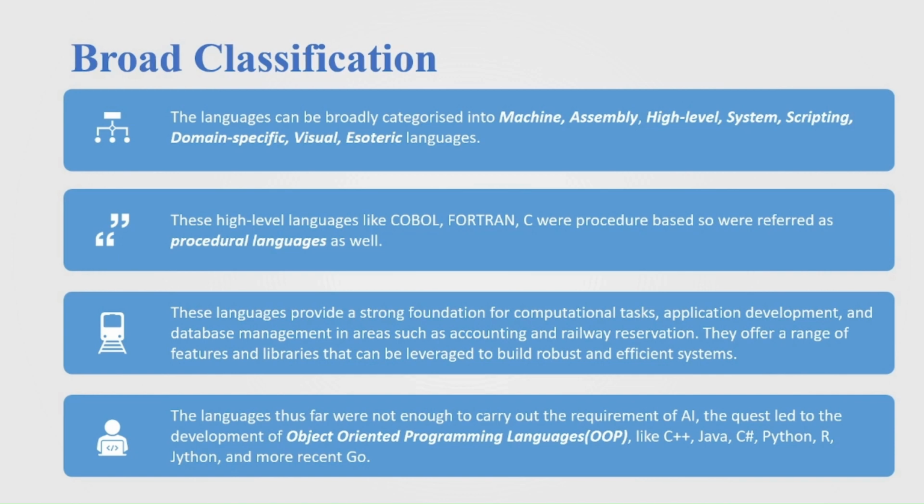Then we have the scripting languages. These are interpreted languages designed for automating tasks or extending the functionality of existing software. So whatever software you have, they can automate and extend its functionality. They are often used for quick prototyping, web development, and automation, like we have JavaScript, Python, Perl, and Ruby.